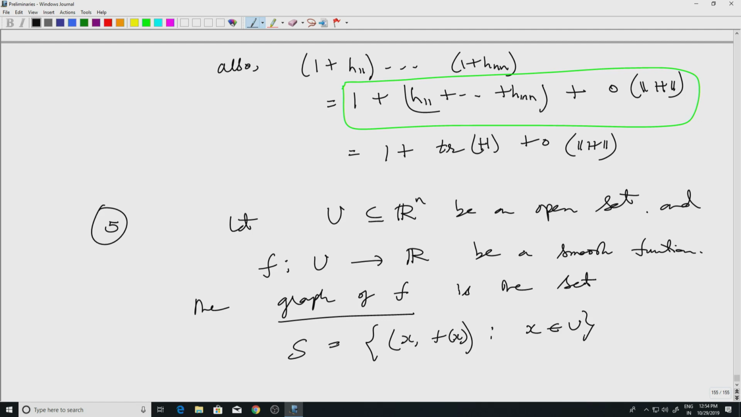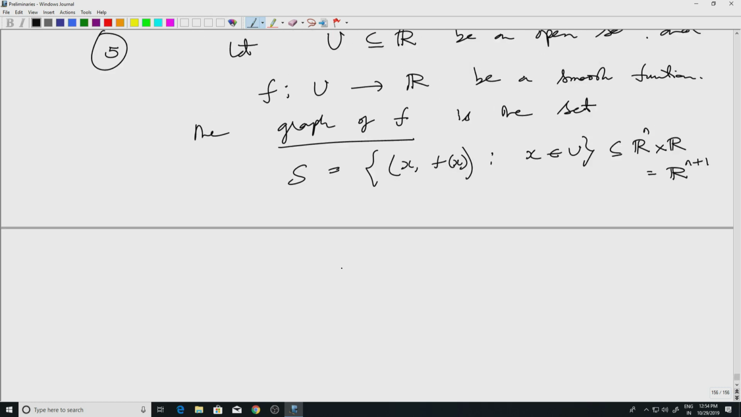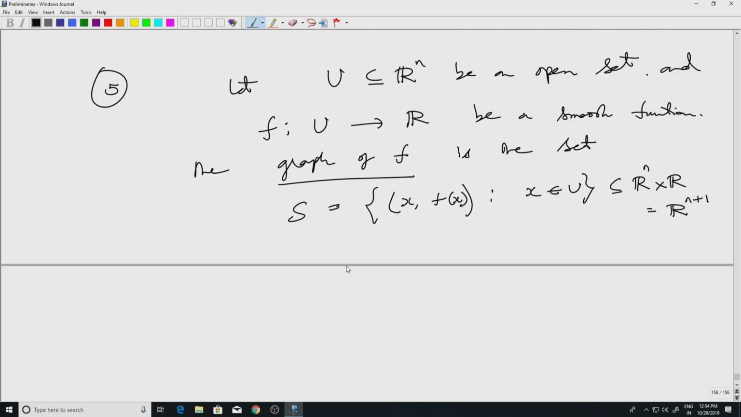So here I'm adding one extra component. X was already in Rn. X is in U, which is in Rn, and I'm putting one more component f of x. F of x is just a real number. So this is a subset of Rn cross R, which is Rn plus 1. So the graph is a subset of a Euclidean space of one higher dimension. And this is precisely what we deal with in one variable calculus, where n equals 1.